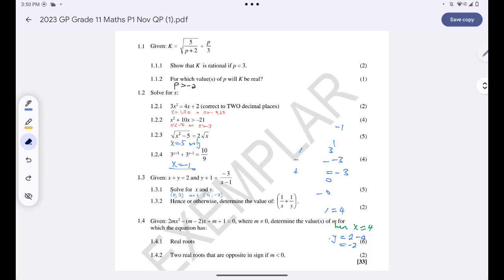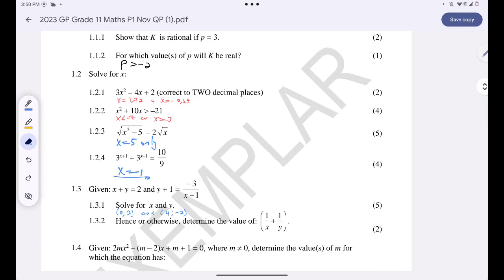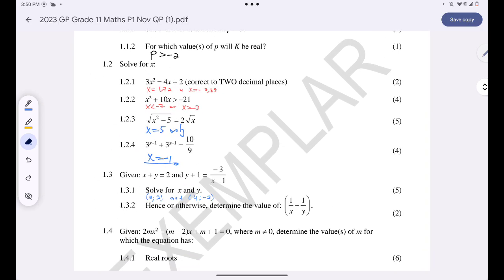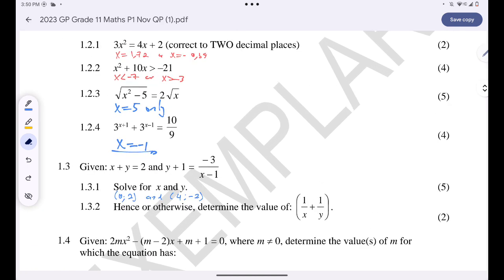Okay, now let's go for 1.3.2. They're saying to us, hence or otherwise determine the value of 1 over x plus 1 over y. We cannot use this point. Why? Because x is 0. Whenever I say 1 over 0, I will get undefined, because a denominator cannot be 0 in mathematics. So we cannot use this point. We are going to use the other one.